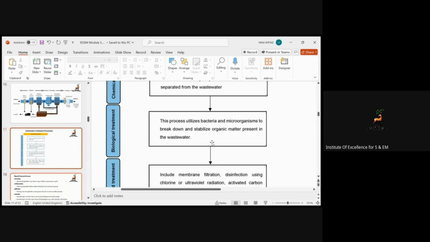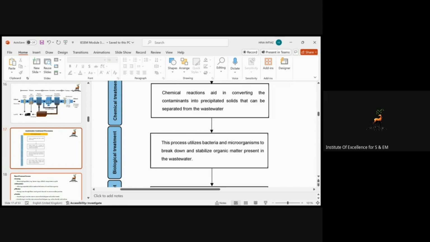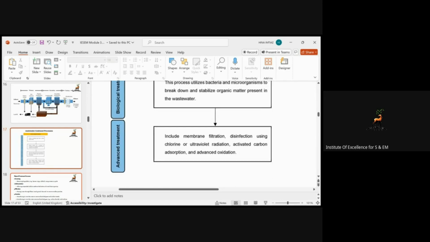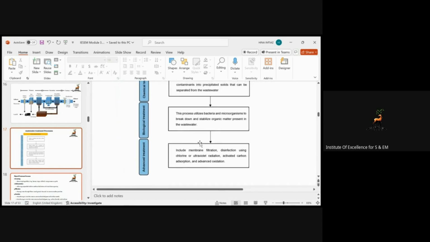So it is very easy to remember when you memorize the method, for example, physical, chemical, and biological. It's very easy for you guys to learn this. Again, the last step, which is advanced treatment, includes the nanomembranes like membrane filtration, disinfection using chlorine or ultraviolet radiations, and the next is activated carbon adsorption, and the last one is advanced oxidation. I will discuss all these advanced methods in the next slides, so please don't worry.